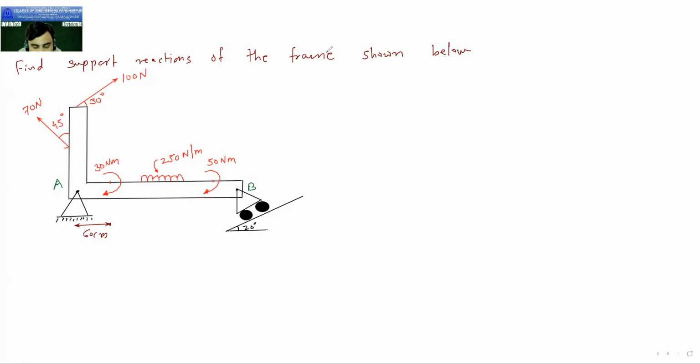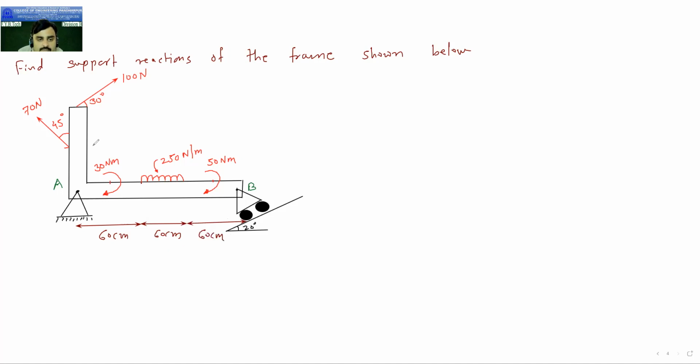Not up to that point. This total distance they have given 60 centimeter from this point up to the start of UDL. Then the span of UDL is also 60 centimeter. And further, from here up to the point B, it is also 60 centimeter.